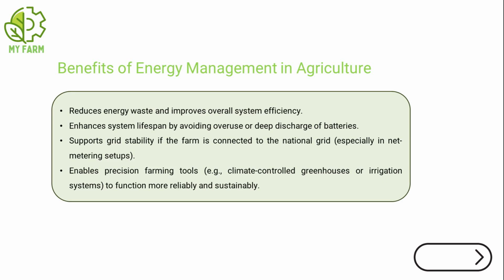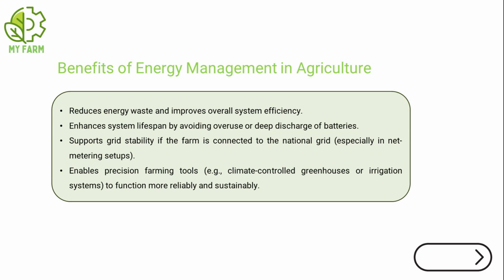Effective energy management provides numerous advantages for agricultural operations. First, it reduces energy waste, ensuring that every kilowatt generated is used efficiently. Second, it extends the lifespan of batteries and other equipment, preventing damage from overuse or deep discharges. Third, it supports grid stability, particularly when farms participate in net metering programs.